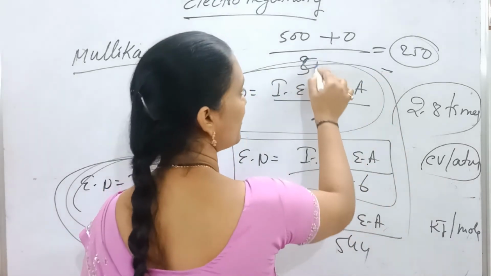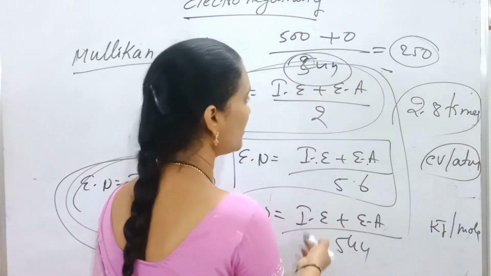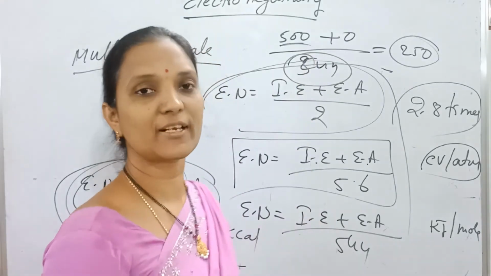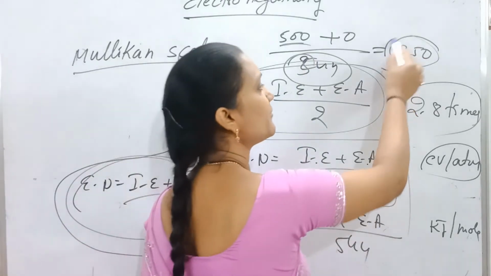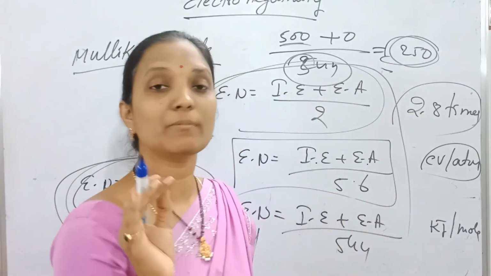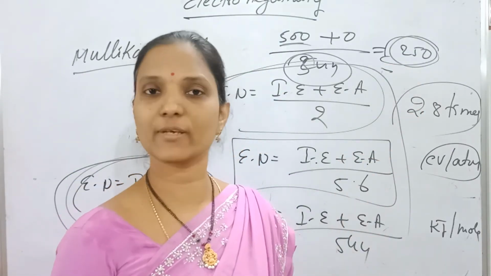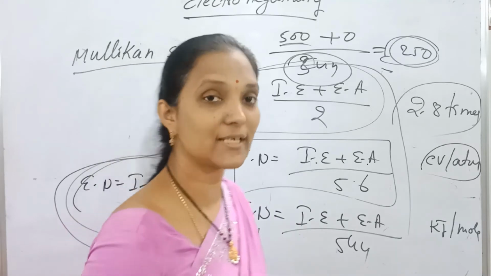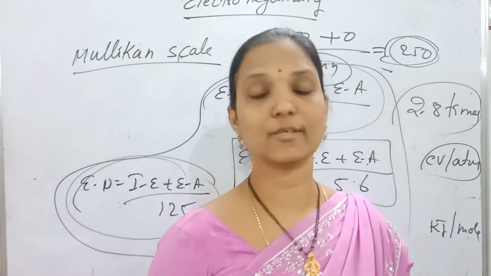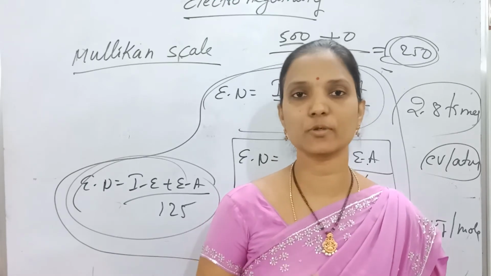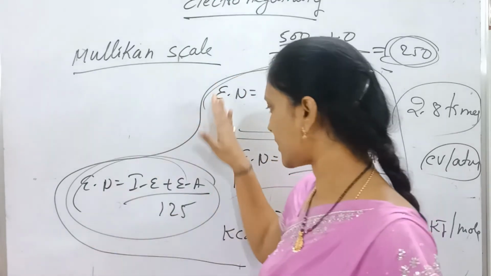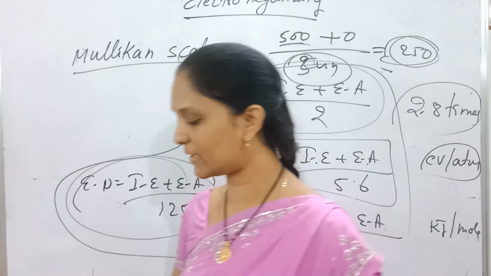This is 544 because I use kilojoules. For example, 500 kilojoules, we have to divide by 544. Then we will get some value anyhow, but we should get only 0. We are not getting 0. So the Mulliken scale is not applicable for zero group elements. Anyhow, how to calculate in the Mulliken scale is given. These are the formulae. Okay, this is the Mulliken scale.